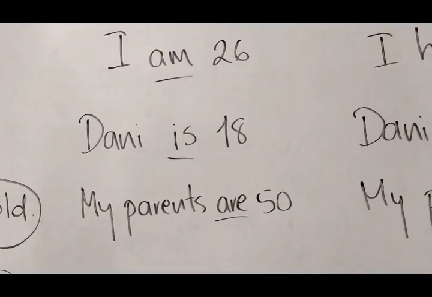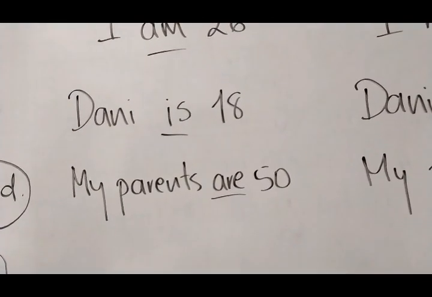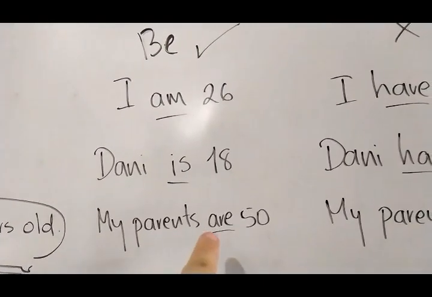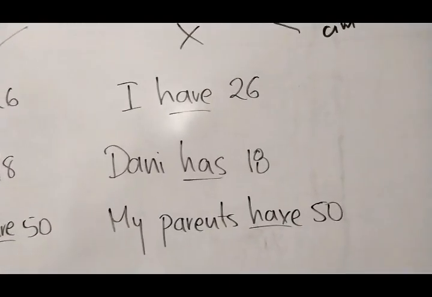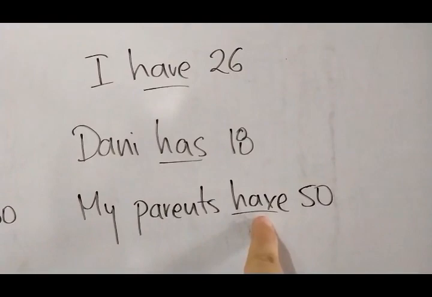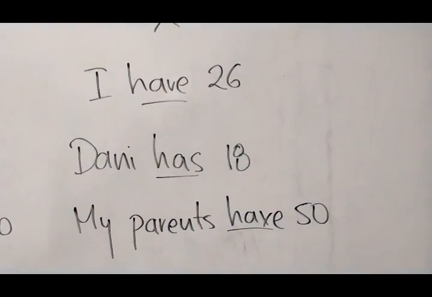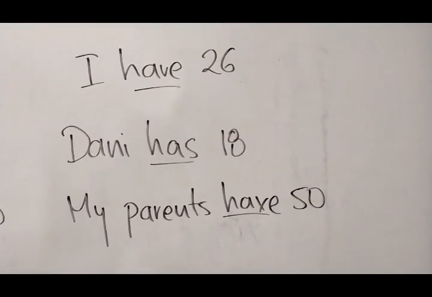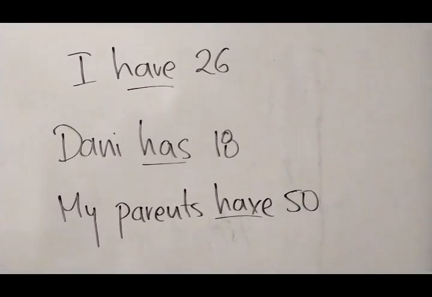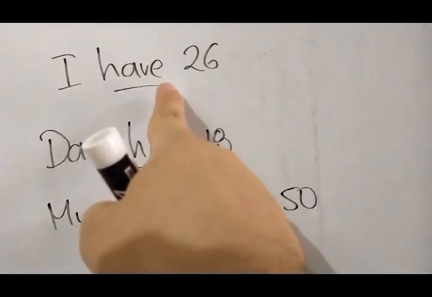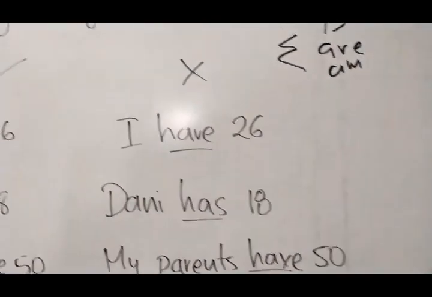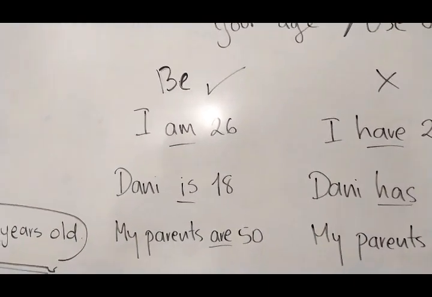Another example, my parents are 50. Mis padres tienen 50. Correct form, the verb to be are. Incorrect form, to say my parents have. Entonces, no traduzcan del español literalmente el yo tengo 26, Daniela tiene 18, mis papás tienen 50. No lo traduzcan literalmente con el verbo has y have. No. Utilizamos para decir la edad el verbo to be.